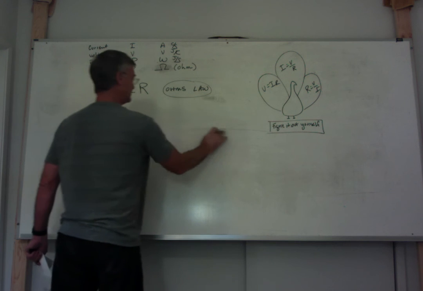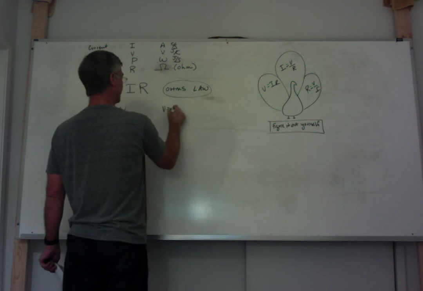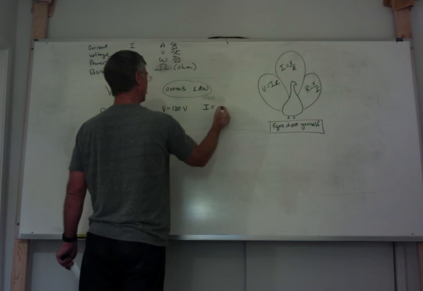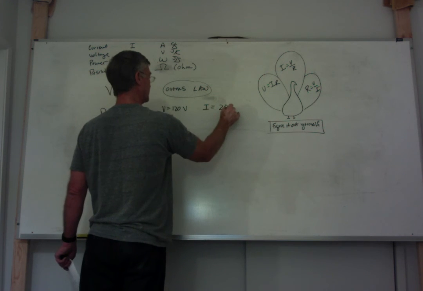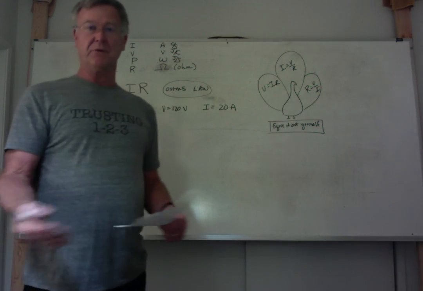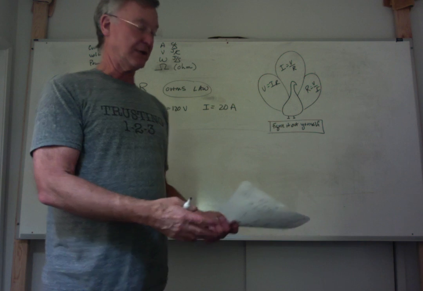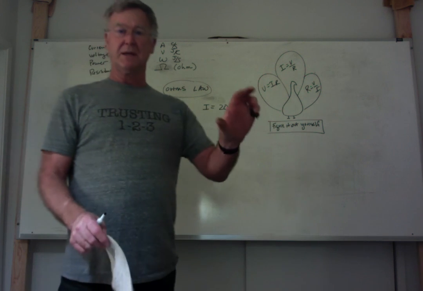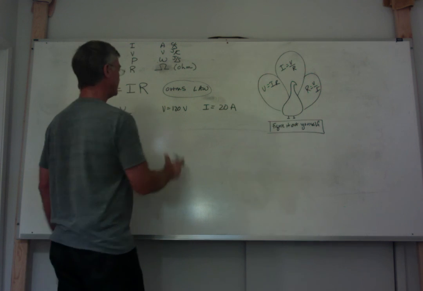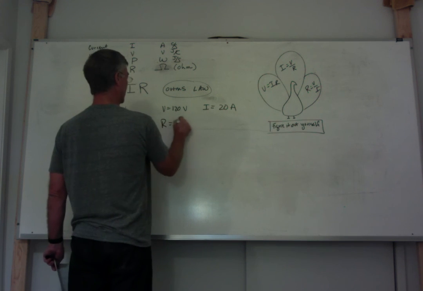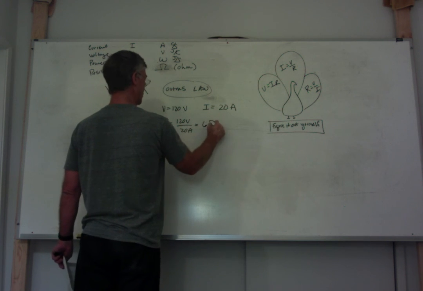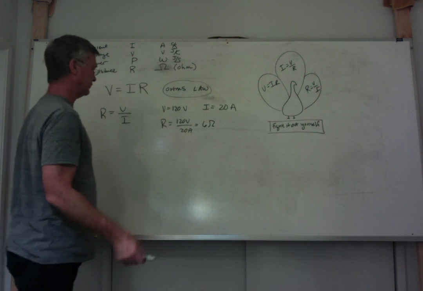So if I was to tell you I've got a voltage of 120 volts and a current of 20 amps, which is very common. This would be household current, most wire that would come to an outlet in your, say, your room, a regular outlet, would be 120 volts and 20 amps. How much resistance? Well, 120 volts divided by 20 amps, and this would be 6 ohms. The wire would have to have 6 ohms of resistance in it.